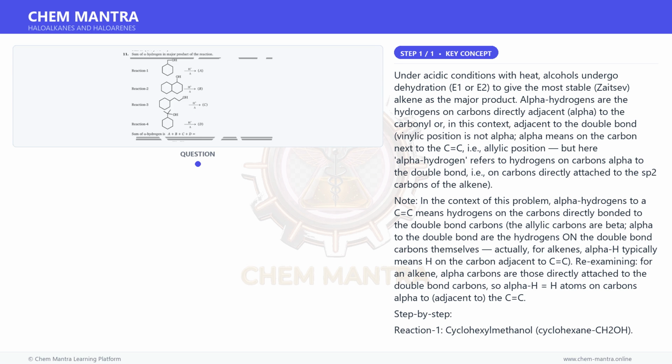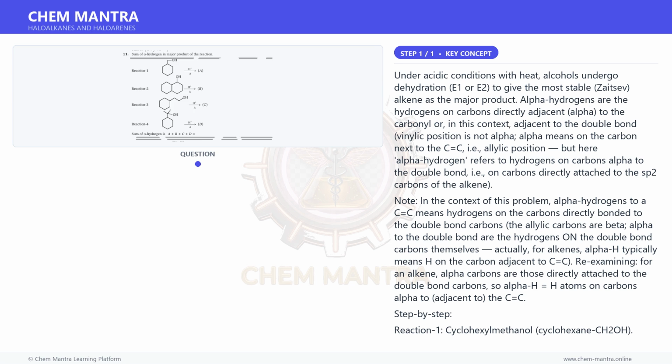Working backwards from A plus B plus C plus D equals 32, if A equals 7, D equals 7, then B plus C equals 18. For reaction 2, the bicyclic alcohol on dehydration gives octalin. The most substituted octalin double bond, delta 4a,8a, bridgehead, is not possible, Bredt. Delta 1,2 octalin, alpha H on C3, 2H, plus C8A, 1H bridgehead, equals 3. Or delta 1,9. Alpha H.